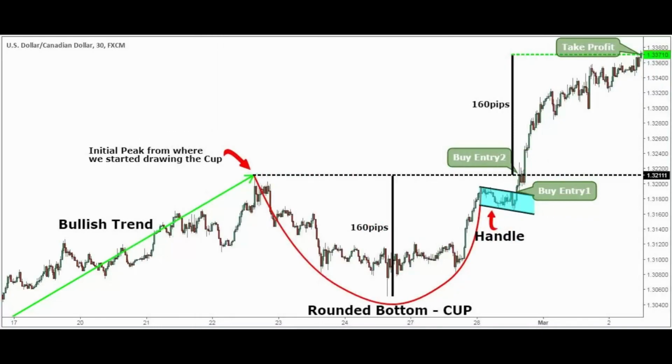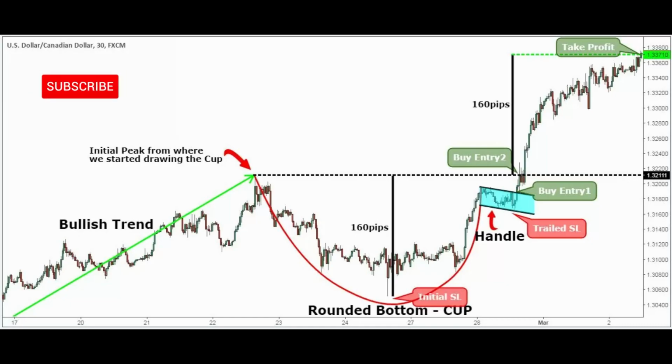Step number 5, place initial SL below the rounded bottom. After the second entry is triggered, move both SL below the handle swing low. Since we're splitting our trade into 2 trades, we're going to have 2 protective stop loss. The initial stop loss is placed just below the round bottom. Since at this stage the cup and handle pattern is not yet confirmed, we need to give it more space. That's why we've chosen to place the SL below the round bottom. When we enter our second buy order, we can now safely move the SL for both positions below the handle swing low. Note the above was an example of a buy trade.